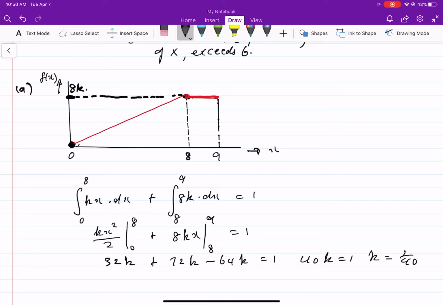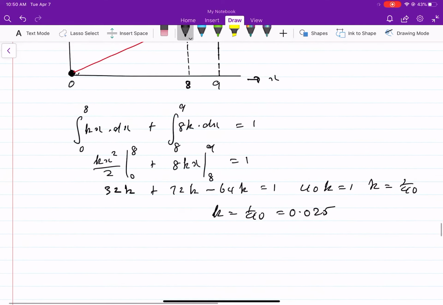If you convert that to a decimal, I don't know my decimals too well, 0.025. So k is 1 over 40 or 0.025. Okay.